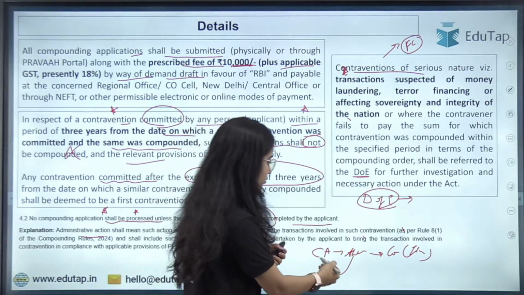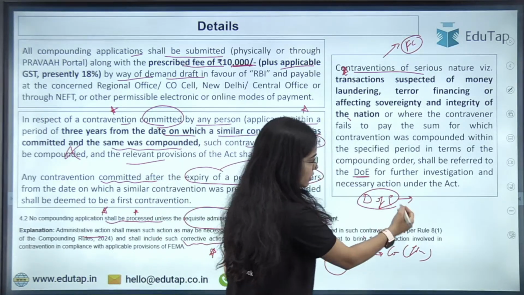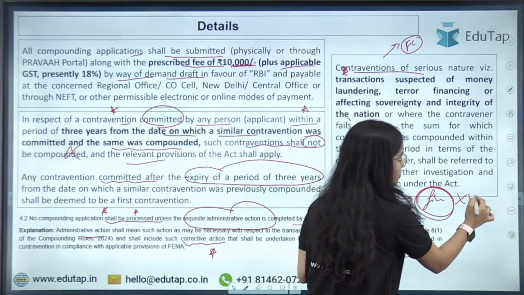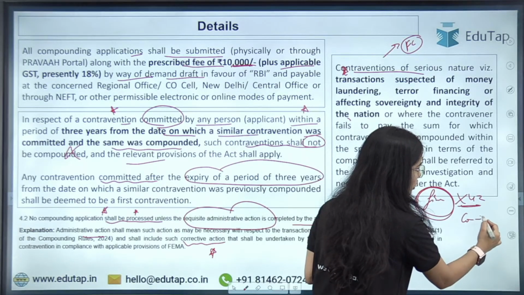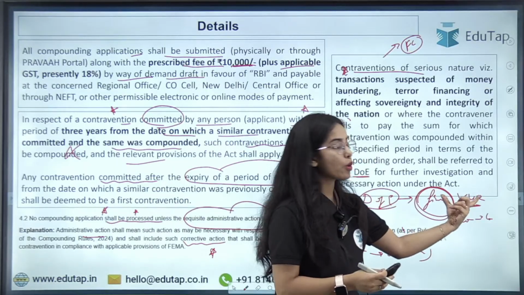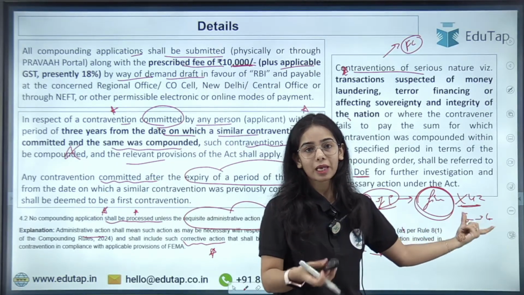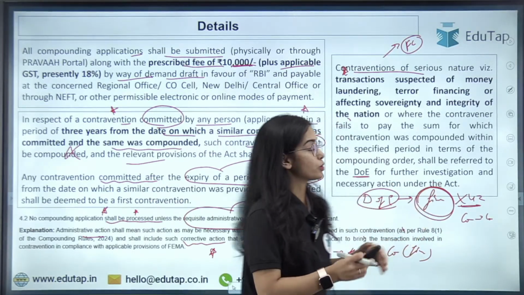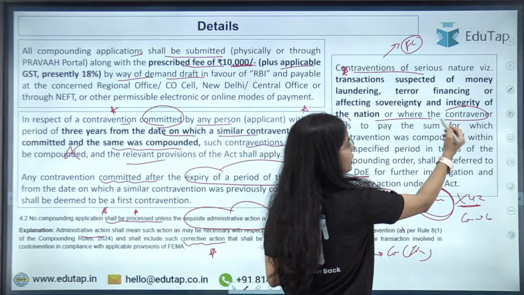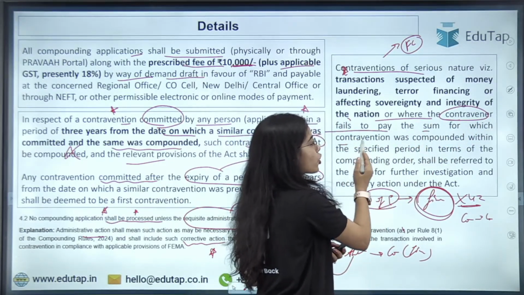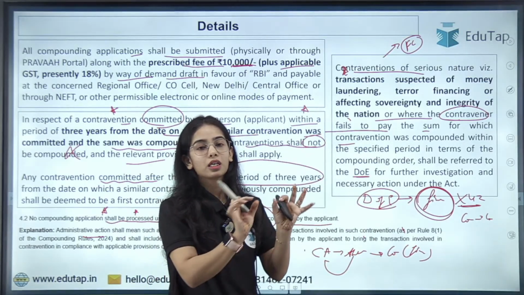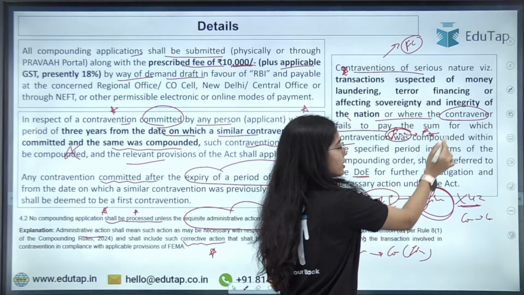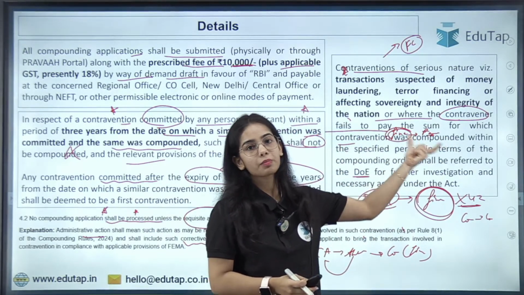Similarly, let's say there is a fine that had to be taken from the XYZ person for the compounding of the contravention. Within the timeline, the person has not paid the fine. So in this case also, the case will go to the Directorate of Enforcement. That is, where the applicant fails to pay the sum for which the contravention was compounded, the payment that had to be taken from the person for compounding the contravention, the person has not paid it.